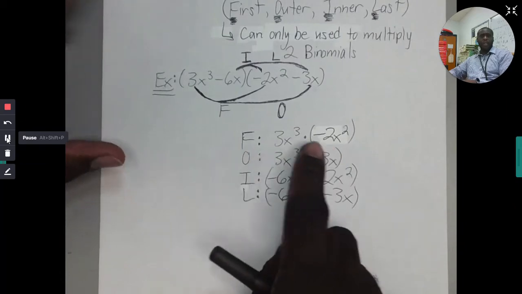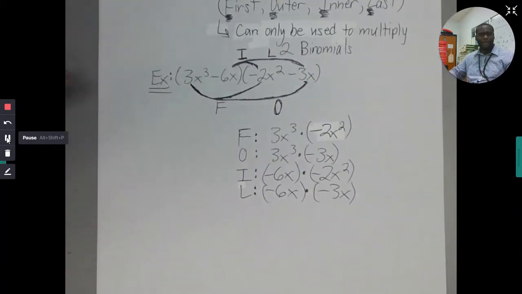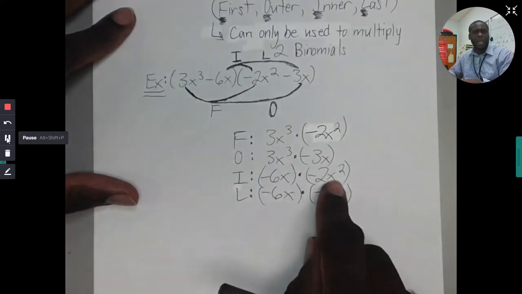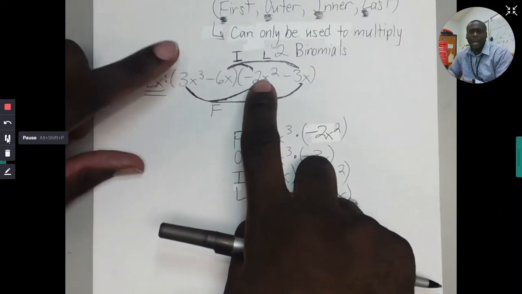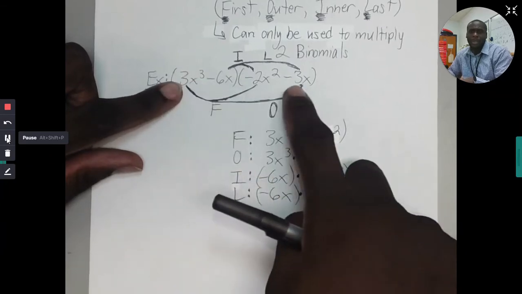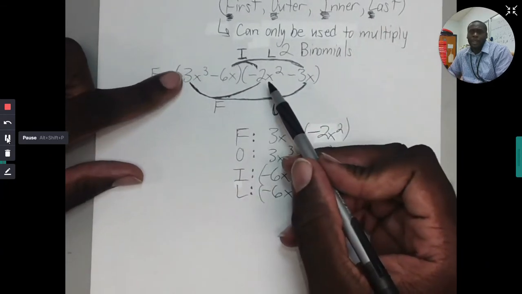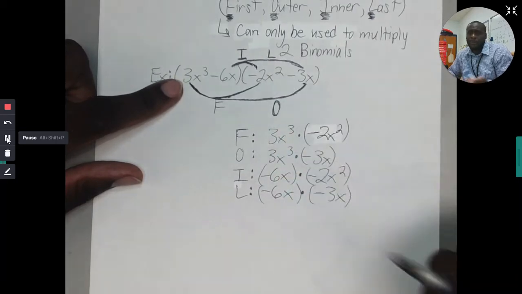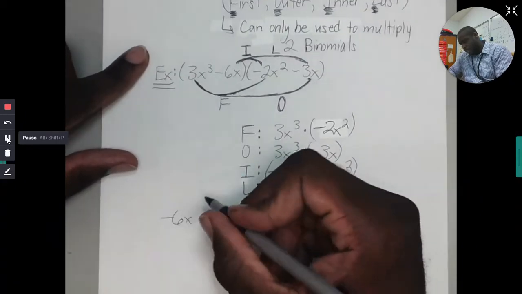Once you technically know how to use the FOIL method by heart, you don't have to write all of this out, because you'll be able to look at it and say, okay, I'm multiplying my 3x cubed times this, and then I'm going to multiply my 3x cubed times that. So you're just going to do it. You're going to do 3x cubed times negative 2x squared. That gives us negative 6x to the fifth.